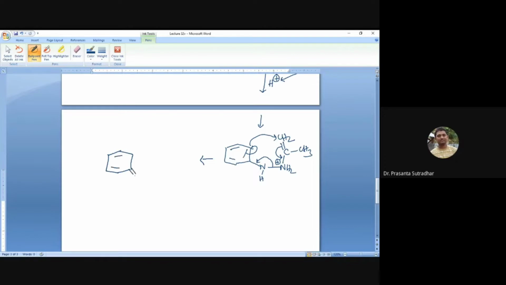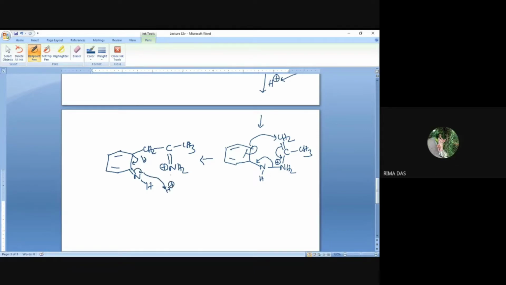We will get a double bond, NH, and with this carbon CH2 will come, then C, there is a CH3, and there will be NH2 plus. Now this bonded electron will come over here and it will take the H.